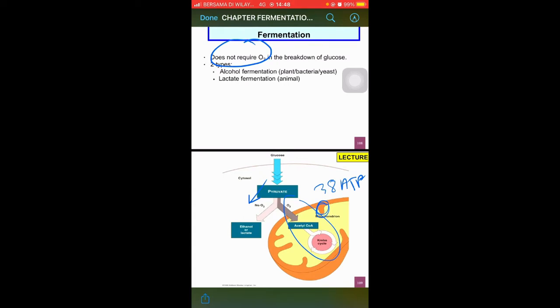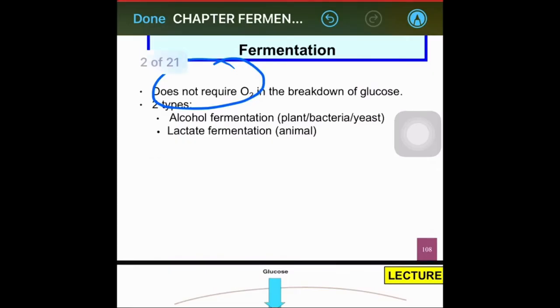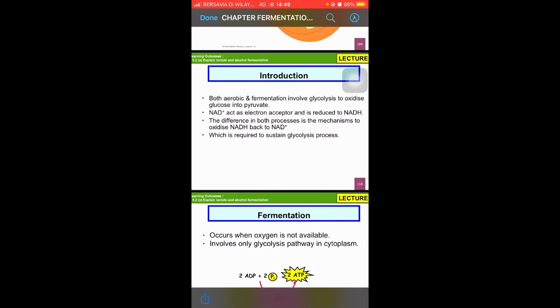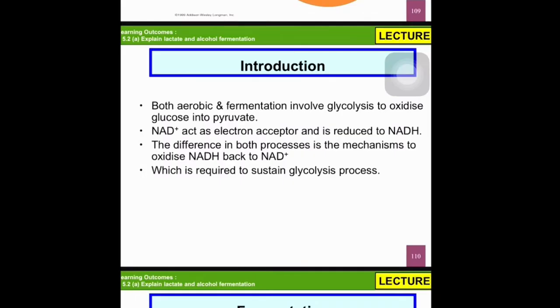So fermentation ni yang korang kena tahu, dia ada dua types. Satu, alcohol fermentation, dia berlaku dekat plants, bacteria, yeast. And lagi satu, dia lactate fermentation, iaitu berlaku kat animal, termasuk manusia lah. Kita pun animal kan. So boleh dikatakan yang proses fermentation ni ialah anaerobic respiration, iaitu tanpa kehadiran oksigen.